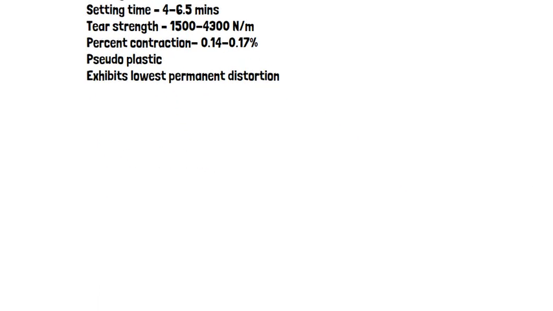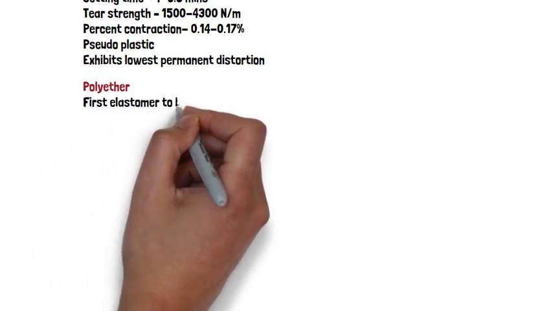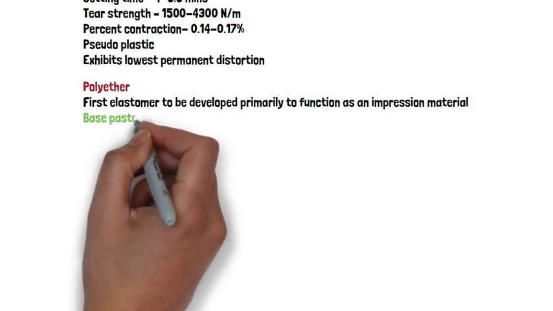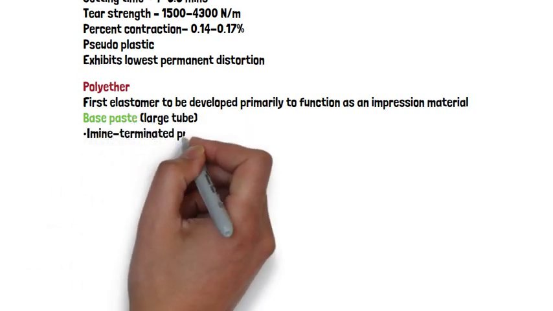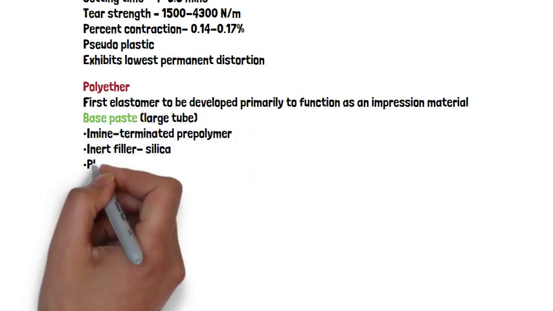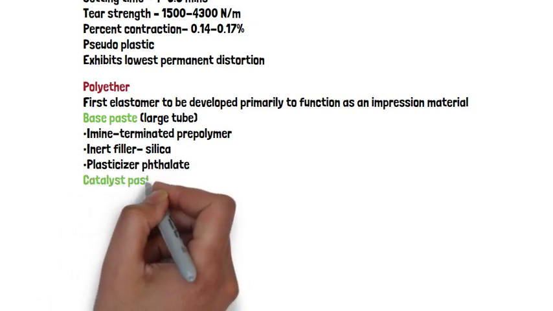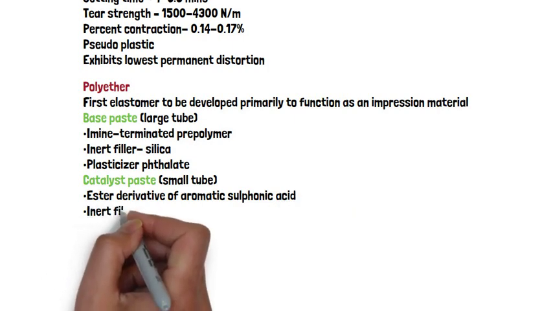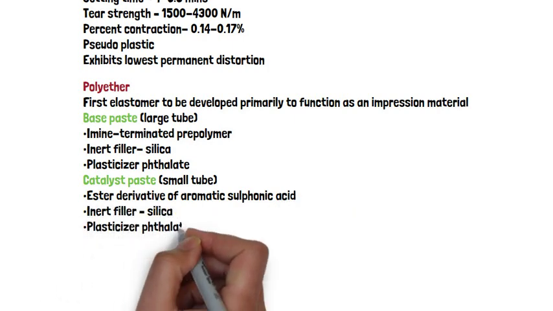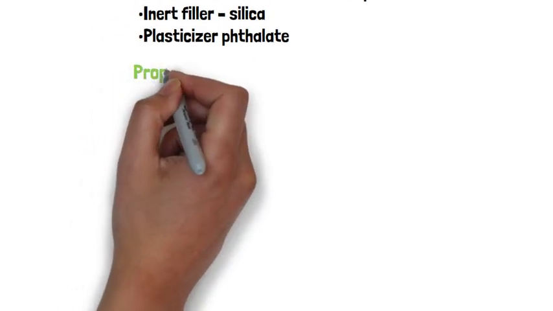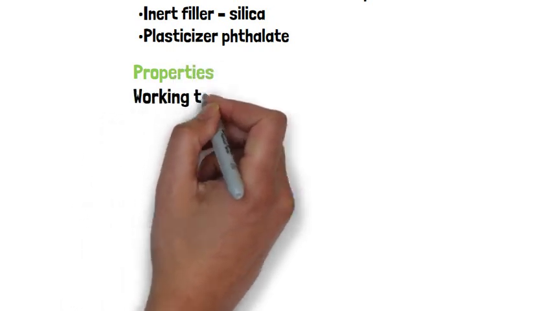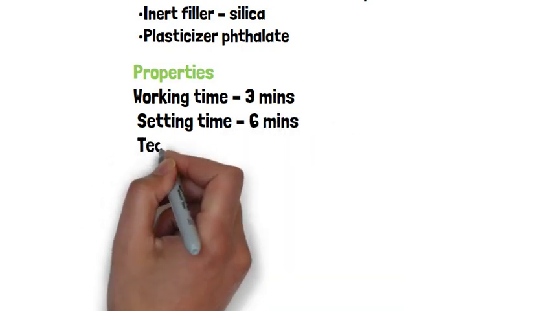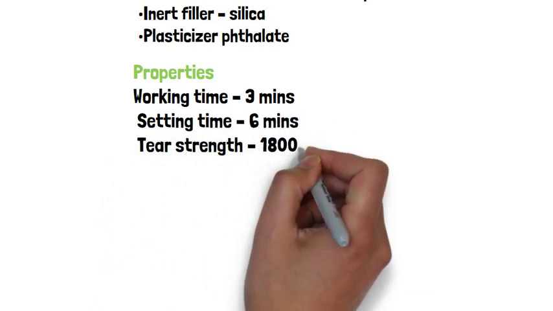Polyether. First elastomer to be developed primarily to function as an impression material. Base paste, large tube: amine-terminated copolymer, inert filler silica, plasticizer phthalate. Catalyst paste, small tube: ester derivative of aromatic sulfonic acid, inert filler, silica, plasticizer phthalate. Properties. Working time 3 minutes. Setting time 6 minutes. Tear strength 1800 to 4800 N per meter.